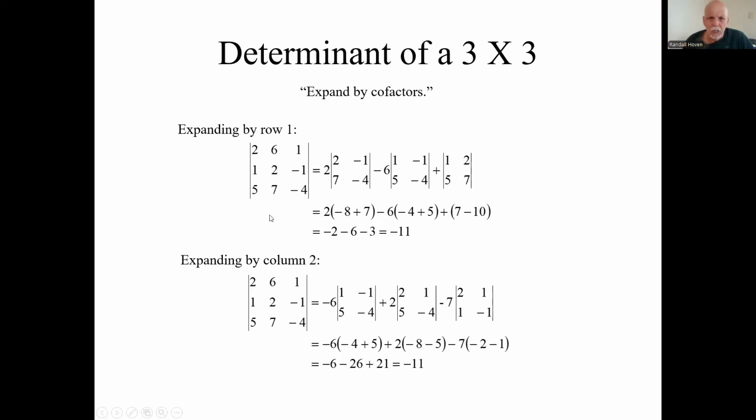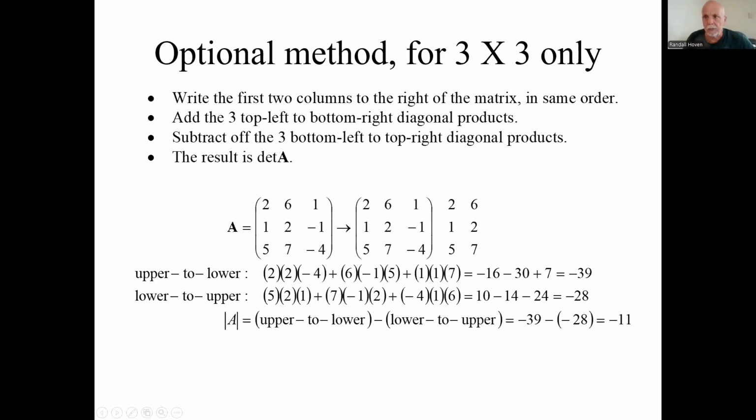You can do it with any row or column. Here I'll expand by column 2. So this 6, I'm going to have a minus sign, a plus sign, and a minus sign. I already know that. So minus, plus, minus. The 6 is going to be 1, minus 1, 5, minus 4. The 2 is going to be 2, 1, 5, minus 4. And the 7 is going to be 2, 1, 1, minus 1. Again, I can calculate each of these determinants, do all that arithmetic, and I get the same answer. That's how to expand by cofactors.